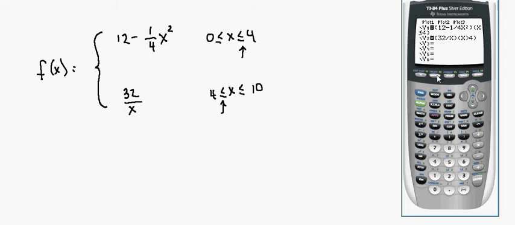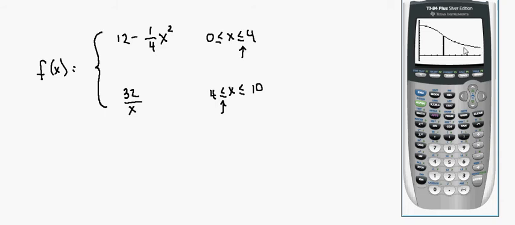Let's take a look. What do I want my window to be? I only want it to really go from 0 to 10. That's good. In terms of my y window, I don't need any negatives. Now you may not realize why that is, but let's just put in, let's say, -2. And I do know that the y-intercept of my function is 12, so maybe I'll make it a bit bigger. Let's go 14. Now let's hit our graph. Isn't that neat? Look at that.